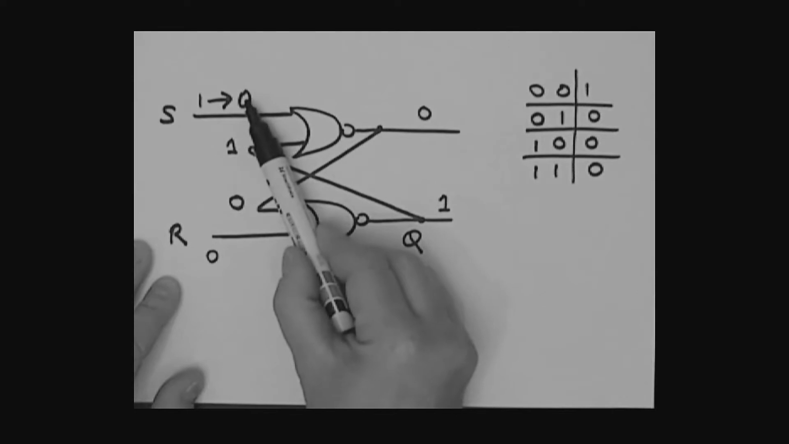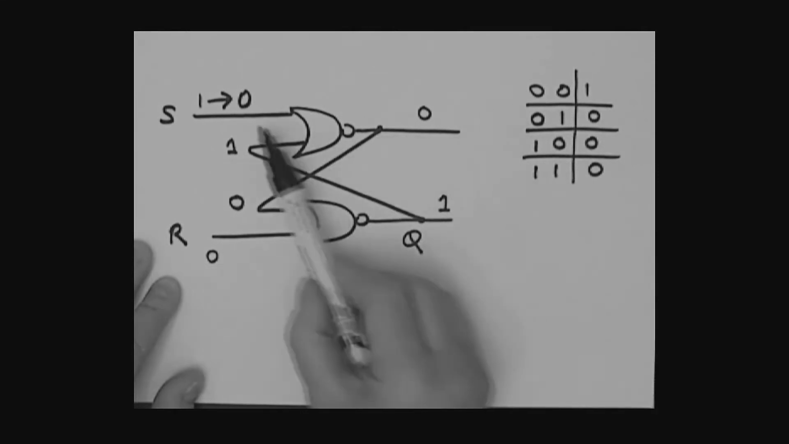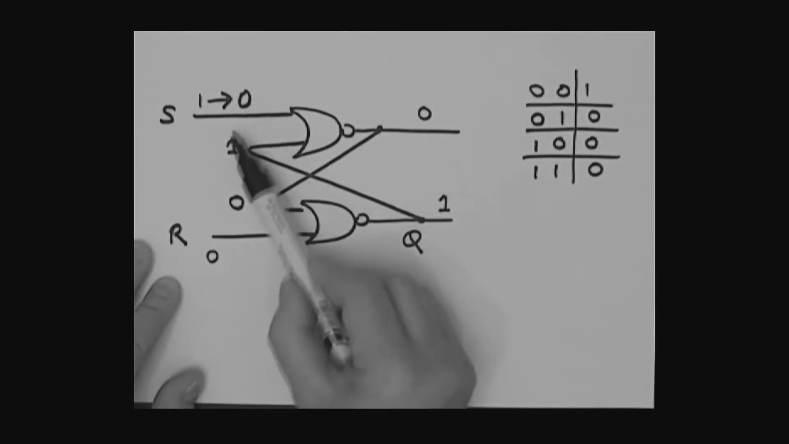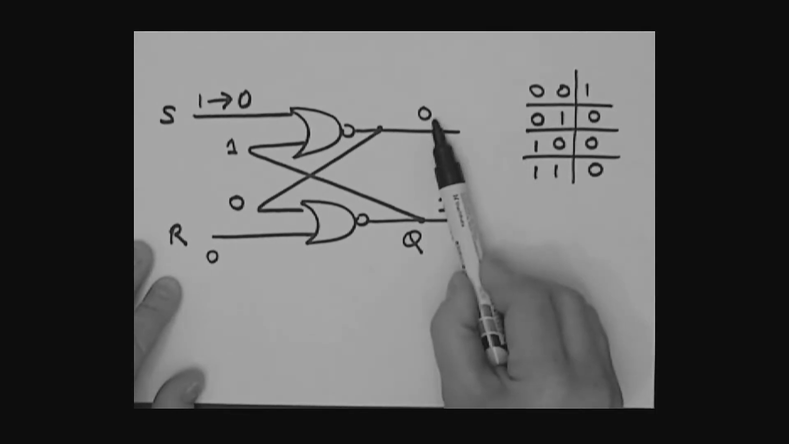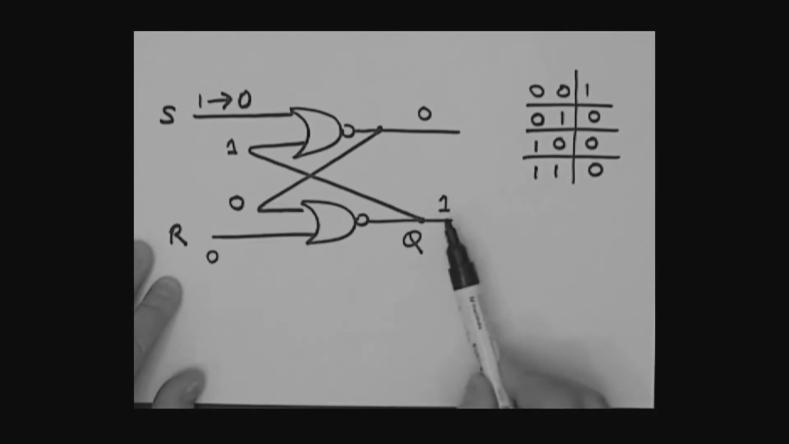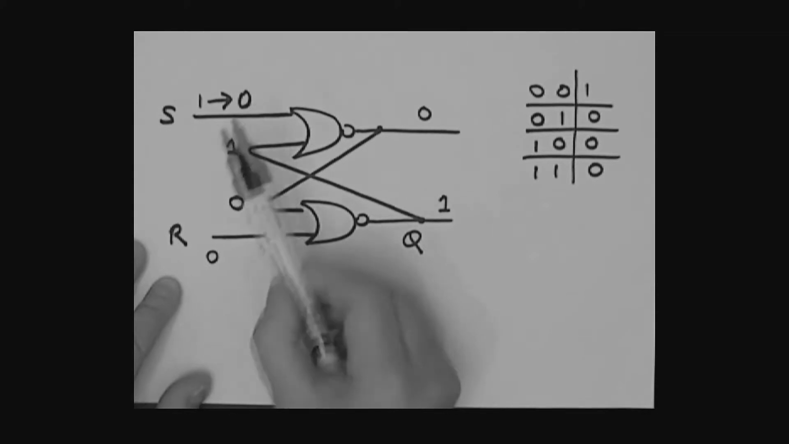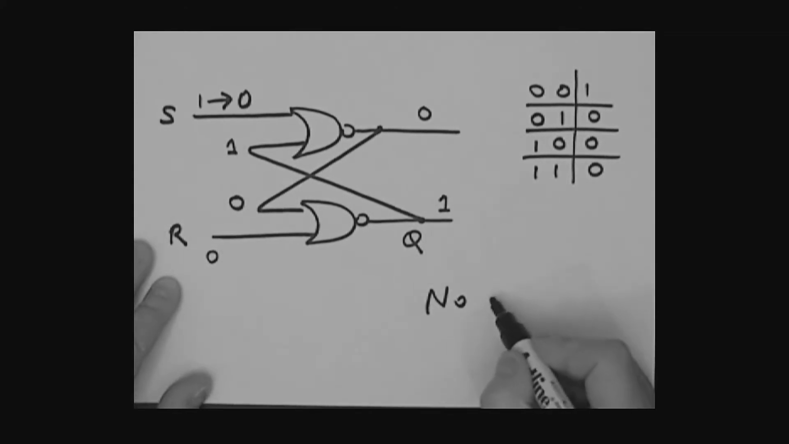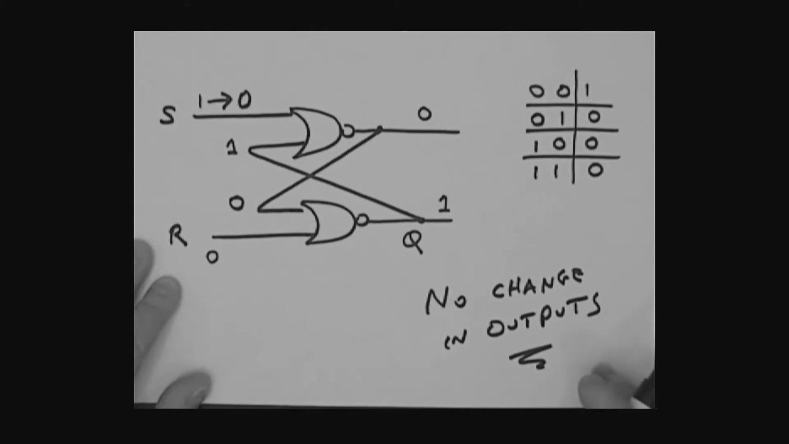If this has gone to a 0, I have a 0, 1 as input to the NOR. With 0, 1 as inputs here, what happens to the output? It doesn't change, does it? So that's exactly what you wanted. That output doesn't change, which means this doesn't change, which means this doesn't change. So with S going back to a 0, we get no change in the outputs.